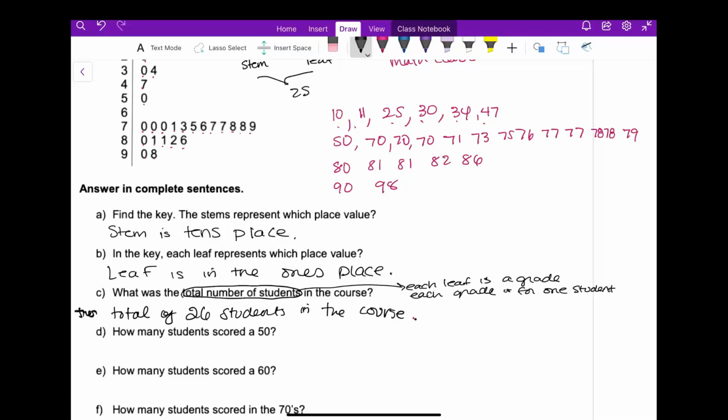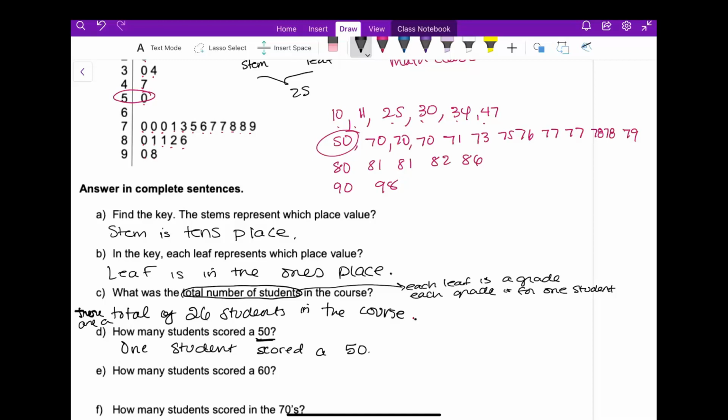There are a total of 26 students in the course. How many students scored a 50? Okay, so scored exactly a 50. I know it doesn't say exactly a 50, but it's asking me for a 50. So I'm going to come in here and look for 50s. It's really neat because over here, I had written a list for you. But if you hadn't written that list for yourself, then you come over here and look in the graph. So exactly one student scored a 50.